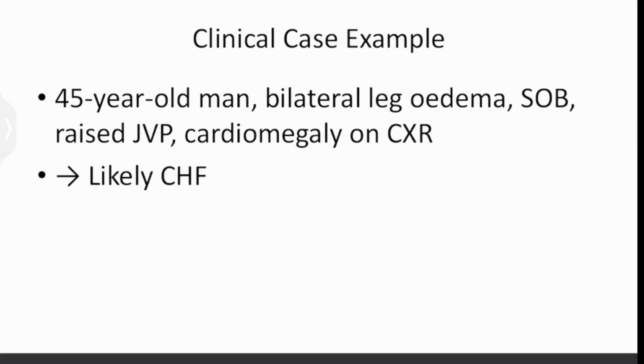So we'll go to a clinical case. A 45-year-old man, bilateral leg edema, breathlessness, raised JVP, cardiomegaly in X-ray, it is congestive heart failure. Very simple thing to remember.